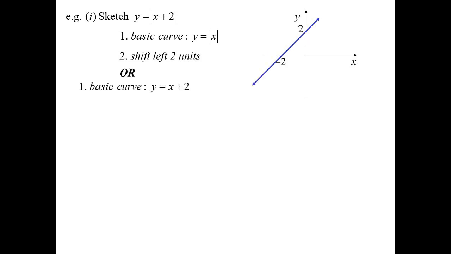Or, of course, I could do it this way. I could say, no. The basic curve is actually going to be y equals x plus 2. But the bit below, I'm going to reflect above. I get the same picture. 2 different ways of thinking about it.